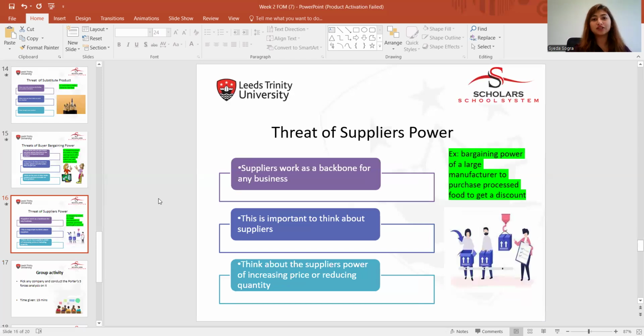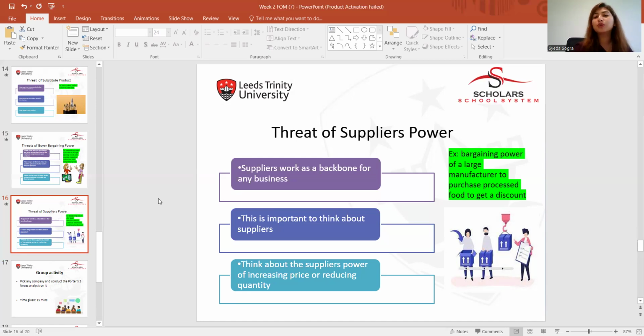Then we have supplier power. Suppliers work as a backbone for any business, so it is important to think about suppliers. Think about the suppliers' power of increasing prices or reducing quantity. For example, the bargaining power of a large manufacturer to purchase processed food to get a discount. So when we buy in bulk, there's a reduced price from the supplier.